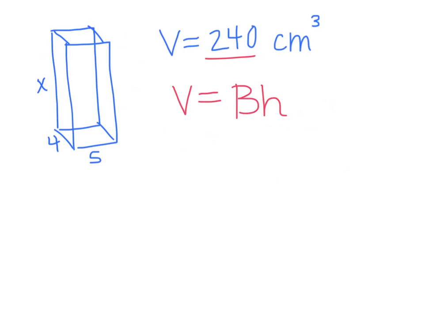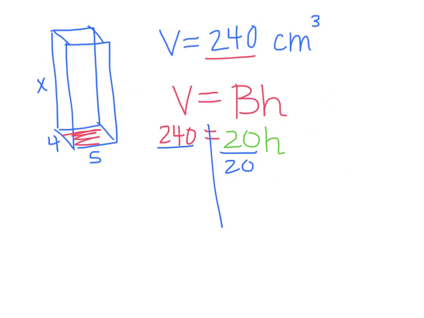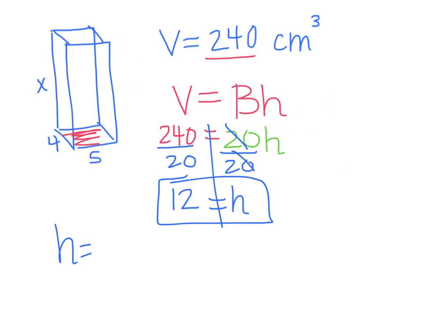Okay, I'm going to fill in what I know. I know the volume is 240. I'll put that for the V. The area of the base, I do know that. Here's the base. That area is 20, so I can fill that in. And then I don't know the height, so I'll just put an H. Okay, now I'm just going to solve this like a normal equation. I'm going to divide both sides by 20. So that makes 1. So H equals 240 divided by 20. That is 12. So my height is 12 centimeters.